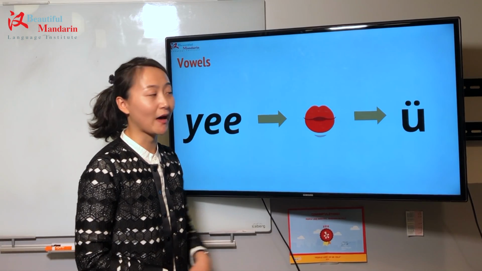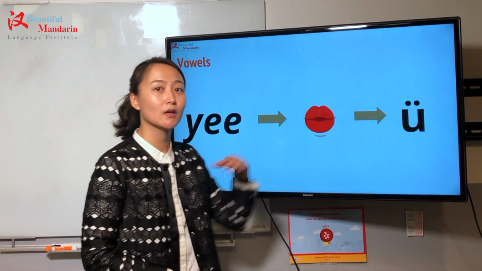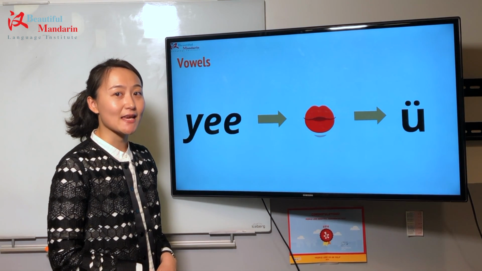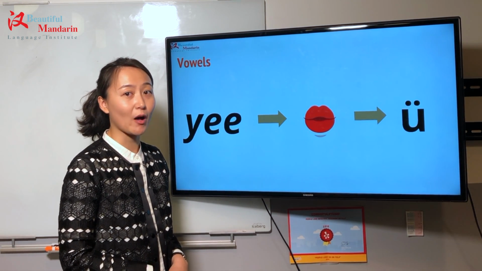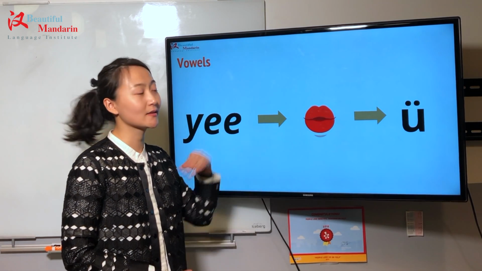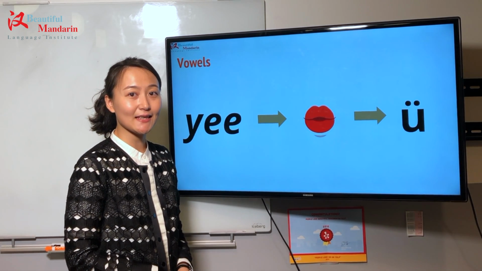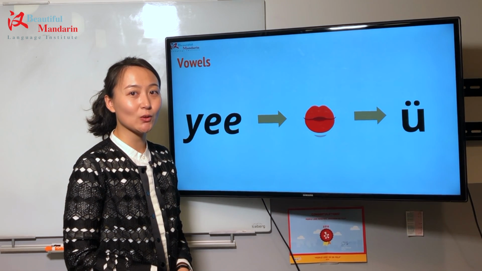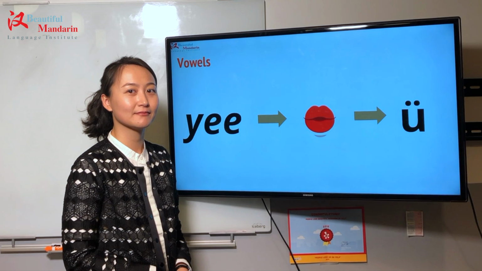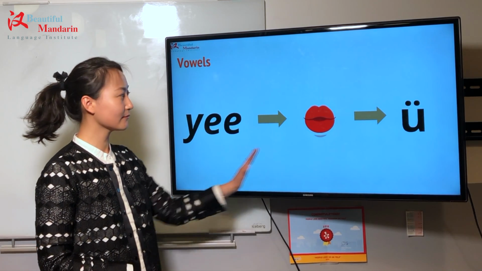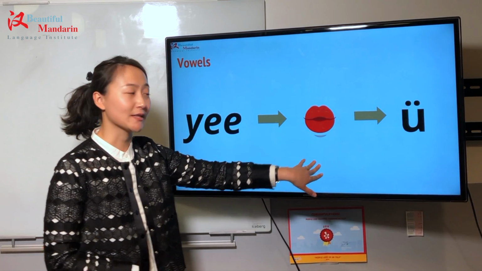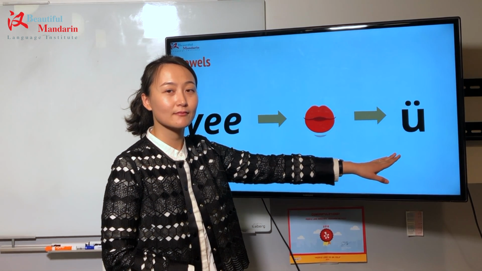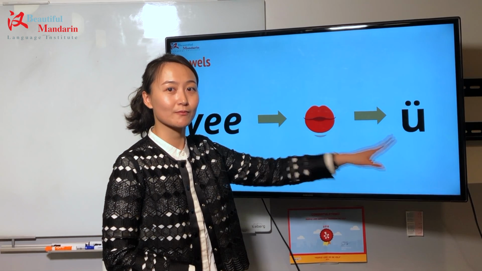To pronounce this vowel, yu, you first pronounce the vowel yi, and then you gradually move your mouth shape into this. Yi. One more time. Yi. Let's try it faster. Yu. Yu.